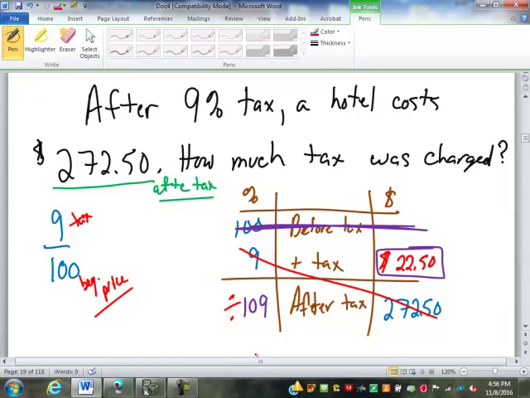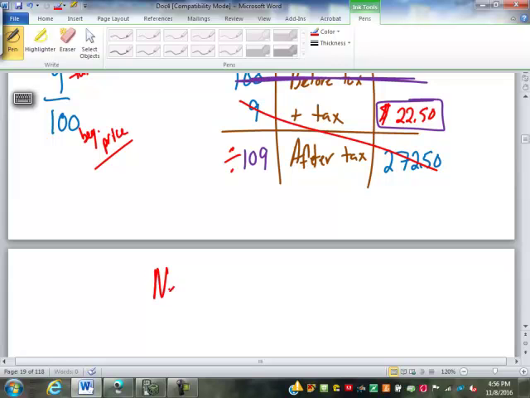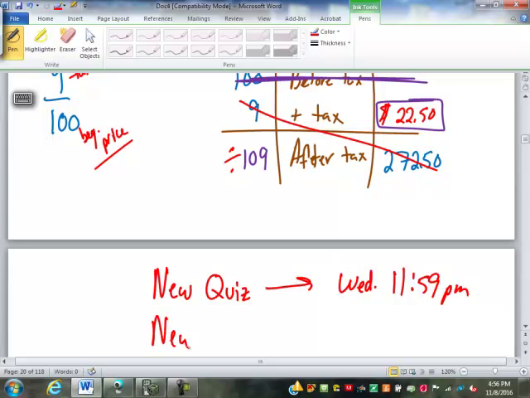We will look at percent increases and decreases a little bit more next class because it is a very tricky topic and it's one that takes some time to get used to. There is a new quiz tonight that is due Wednesday, 11:59 p.m. There's new homework. It'll be due Thursday. Unit 3 test, I'm going to push back to next Tuesday because I wanted to take a little more time on these percents. So Unit 3 test will be next Tuesday.